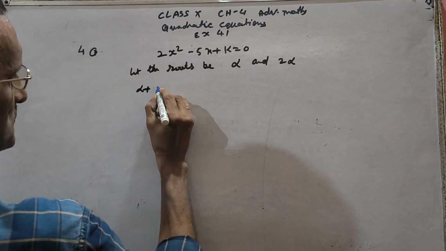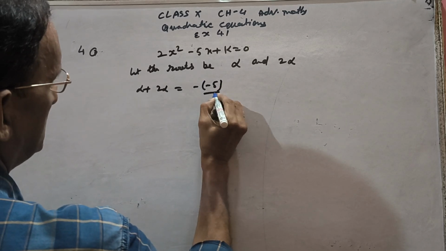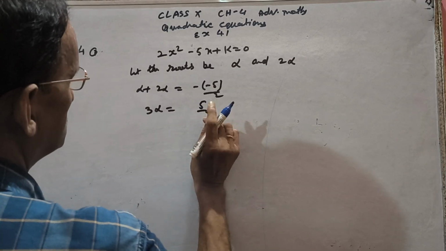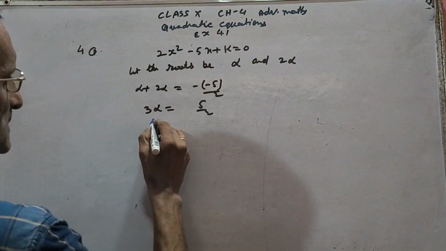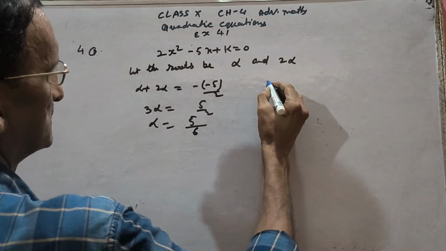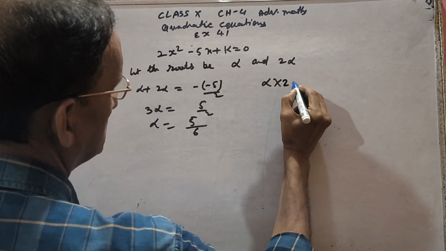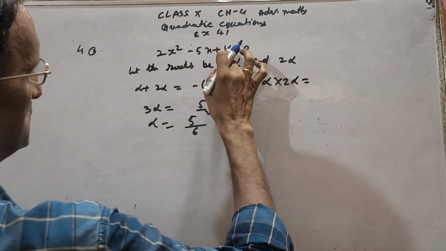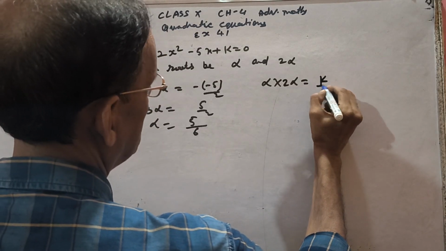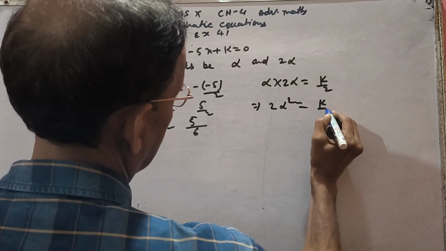Then find the sum of roots. What will we get? Minus b by a. So 3 alpha equal to 5 by 2. Then what is alpha equal to? 5 by 3 will come here, so 5 by 6. Then find the product of roots, alpha into twice alpha. What is the product of roots? C by a. What will we get? K by 2. So twice alpha square equal to k by 2.